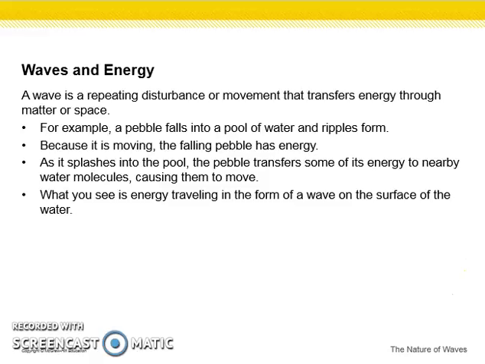Don't write the next couple things down. So I just want to talk. So for example, when a pebble falls into a pool of water and ripples form, because it's moving, the falling pebble has energy. So as it splashes into the pool, the pebble transfers some of its energy to nearby water molecules, causing them to move. What I do want you to write down underneath this part right here is: what you see is energy traveling in the form of a wave on the surface of water.